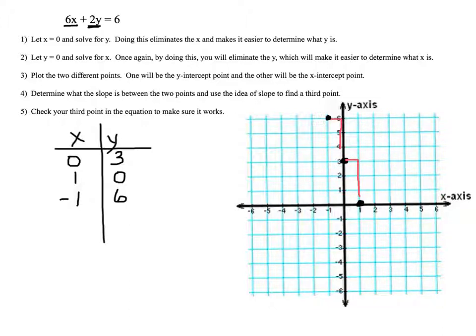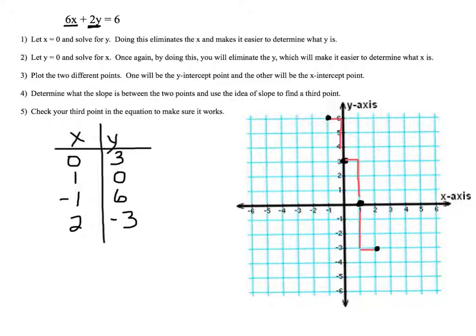If I wanted to, obviously, I could find another point. This time I'm going to go down 3 and over 1 using the idea of slope and put in another point, and that is at the point 2, negative 3. So once I've done that, I really have 4 different points. I really only need 3 different points.